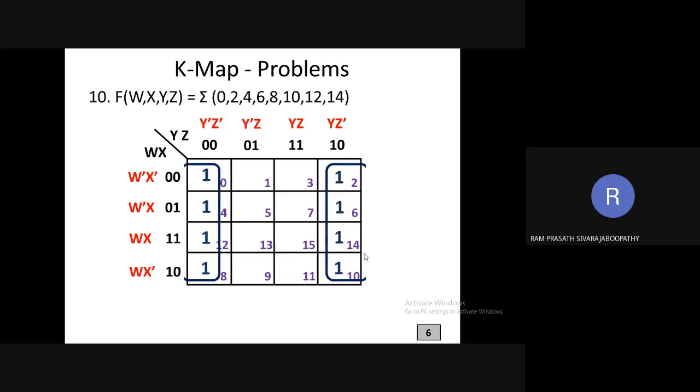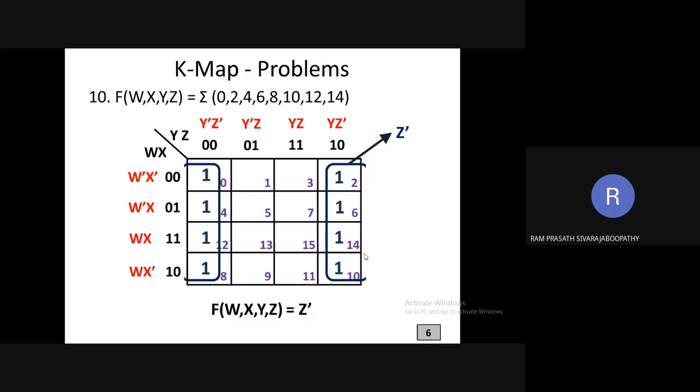So this group falls in all the rows, but in the columns it falls in only 2 columns, Y bar Z bar and Y Z bar. So Z bar is the common term. So the expression is simply Z bar. So that is the answer. Is it clear for all of you?